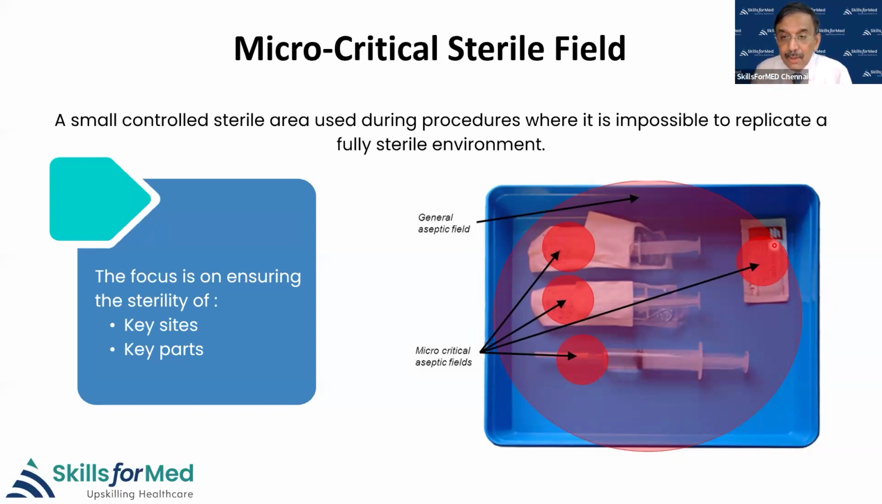Similarly, with an alcohol swab, you just tear it partially and keep it on the tray. You don't open it fully and drop it into the tray. The alcohol swab is still within the wrapper, and the inside of the wrapper is sterile. So that is how you maintain the micro critical sterile field, which ensures the key parts do not touch other areas. I hope this is very clear, and if there's any doubt, we can discuss it in the discussion.